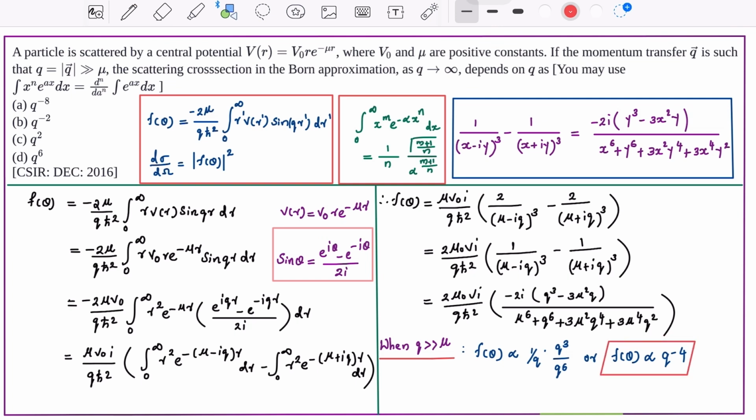Now we have the expression for the differential scattering cross section, d sigma by d omega, that is proportional to modulus of f of theta square. We have obtained f of theta proportional to q raised to minus 4. Therefore, d sigma by d omega will be proportional to q raised to minus 4 whole square, or d sigma by d omega is proportional to q raised to minus 8. Therefore, from the given options, option A is the correct option.